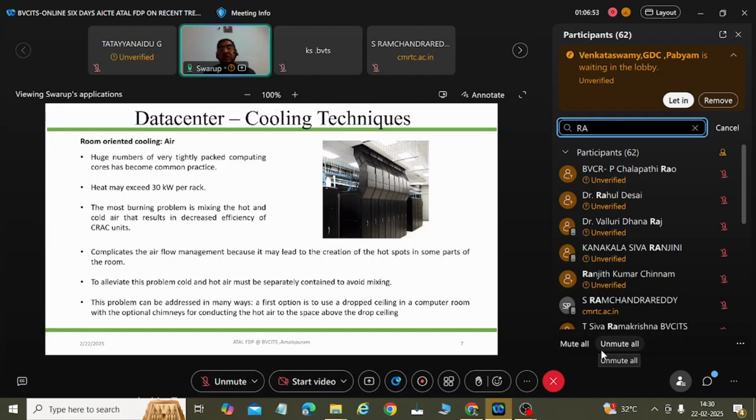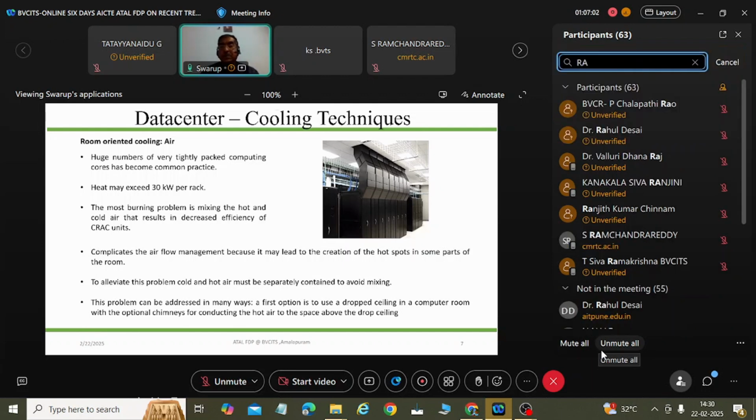Generally, in a normal data center, the heat load per rack is not going to cross around 5 to 7 kilowatt. But because of the high density of these HPC nodes, it is going up to 30 kilowatt per rack. Now, when it goes that high, you cannot mix this hot air and cold air easily. If you start mixing it, then the efficiency will come down.